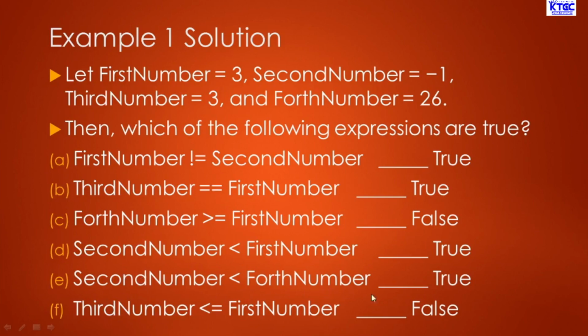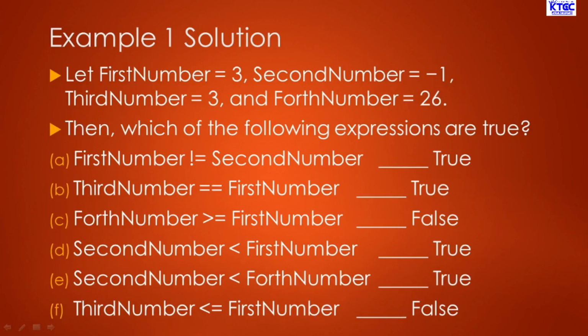Let's check the E. The second number is less than what? Fourth number. So we are saying it's true. Let's confirm that. What is the second number? Second number is -1. And the fourth number is what? 26. Yes. Second number is less than what? Fourth number. Actually, -1 is less than 26. So it's true.